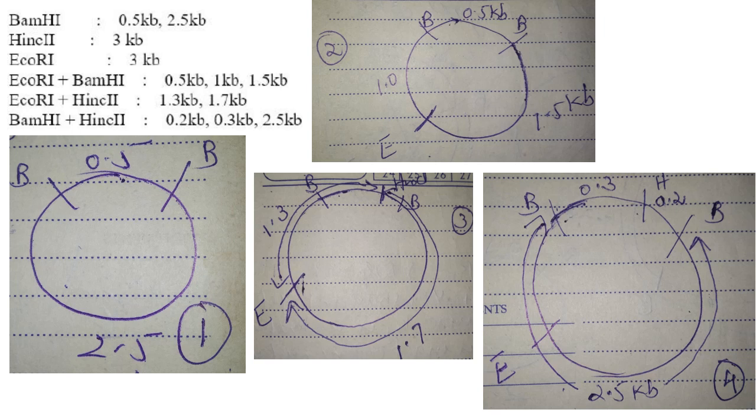So this is the BAM-H1 site. This is between two BAM-H1 sites. It is 0.5 kb and the rest will be 2.5 kb. 3 minus 0.5 is 2.5.